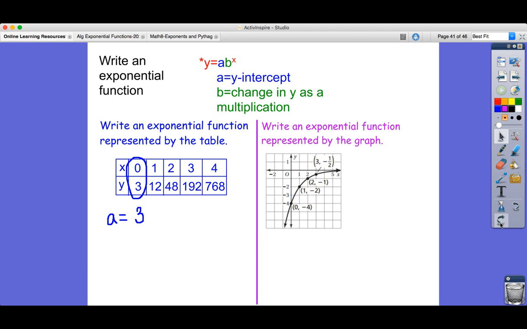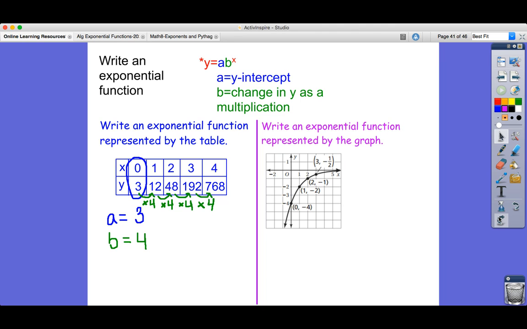So then for our b, we have to look at what is happening with our y's. How do I get from one to the next? Our x's are changing steadily, just going up by 1 each time. So the y's we need to look at and see what's happening. To get from 3 to 12, the multiplication that needs to happen is times 4. 12 to 48, times 4. 48 to 192, again times 4. 192 to 768, again times 4. So the change that's happening as a multiplication to y, your b, equals just 4. We don't have to put in times 4, it's just the 4 is the number we're looking for.